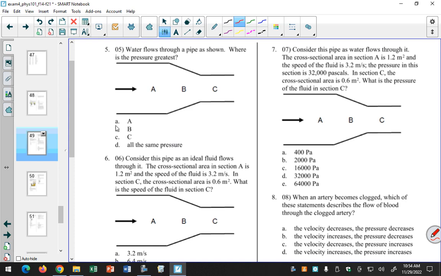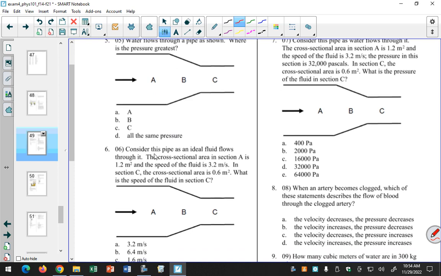Pascal's principle is based on the idea that a pressure felt at one point in a fluid will be felt at any other point in the fluid. And then what's the other one? Archimedes' principle is based on the idea that the buoyant force is equal to the weight of the displaced fluid.